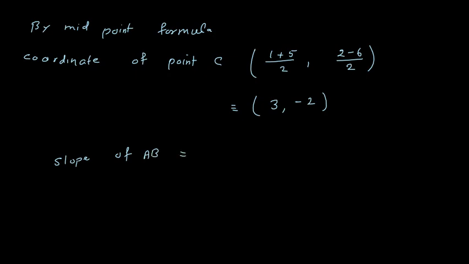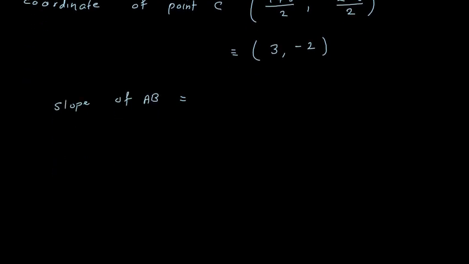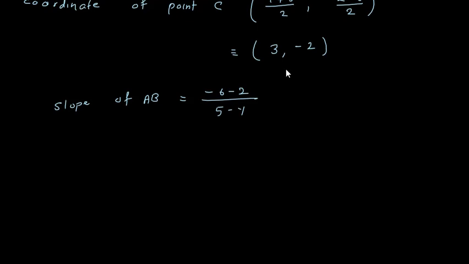Slope of AB is minus 6 minus 2 upon 5 minus, I will say, 1. Okay, so this is minus 8 divided by 4, which is minus 2.